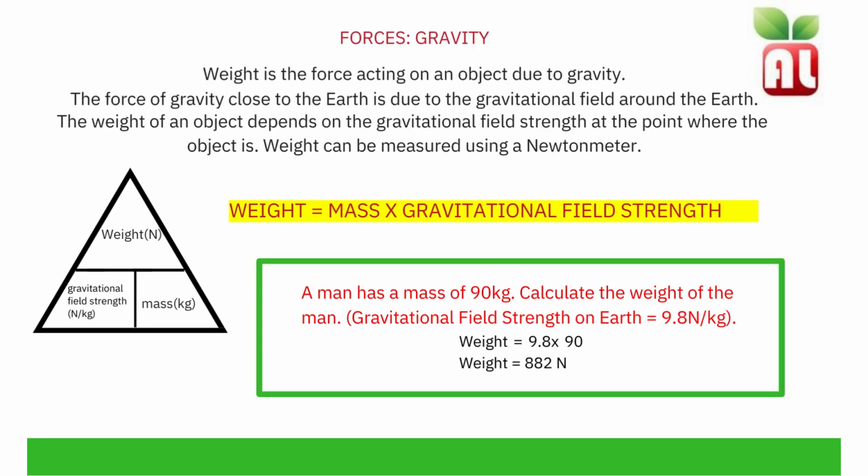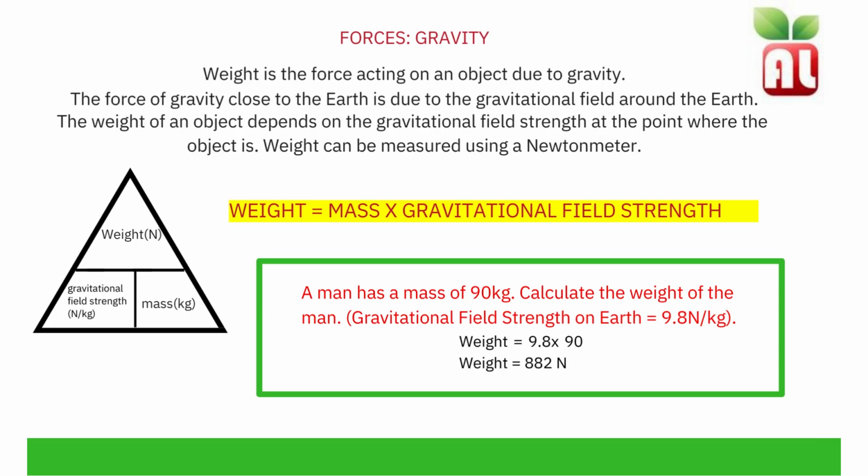Gravity. Weight is the force acting on an object due to gravity. So weight or gravity are used interchangeably. Weight is different to mass. Mass is the amount of matter within the object and is measured in kilograms, whereas weight is the downwards force due to gravity measured in newtons.